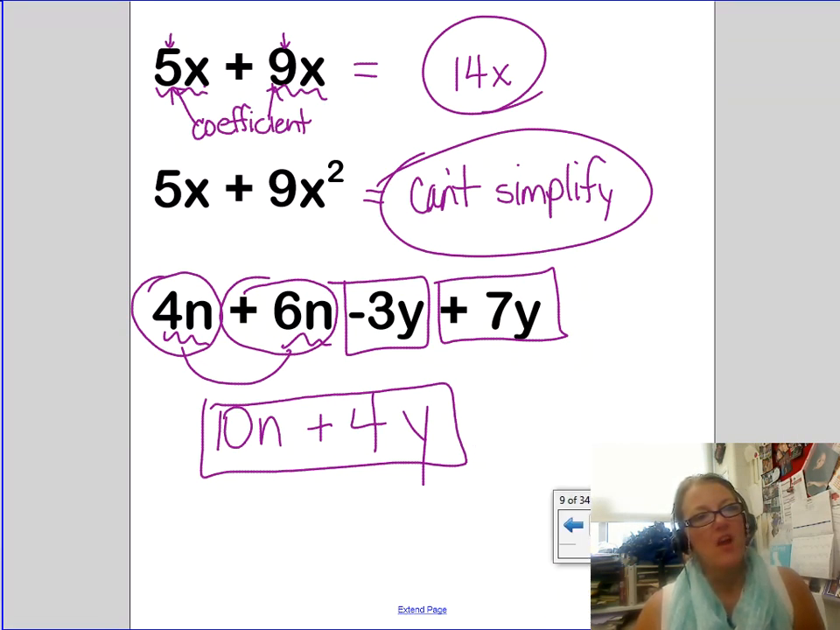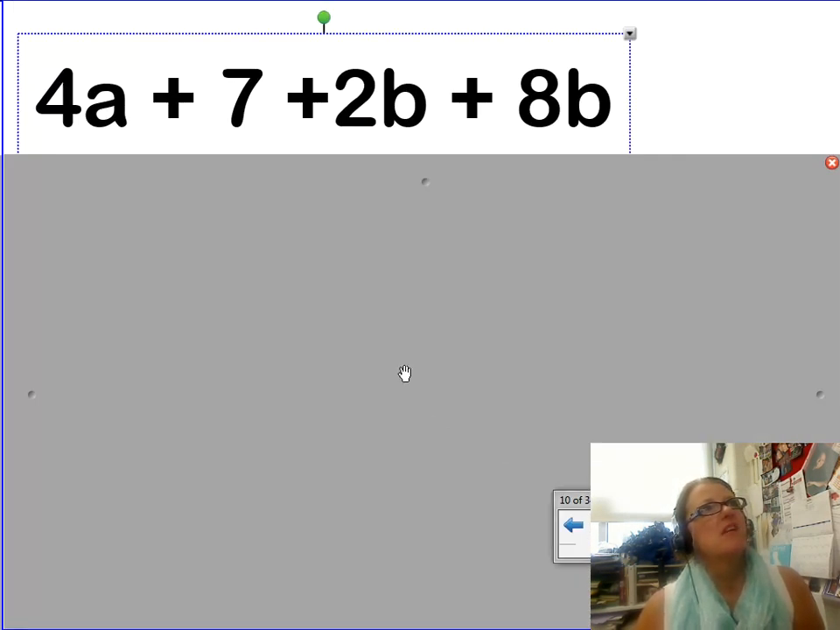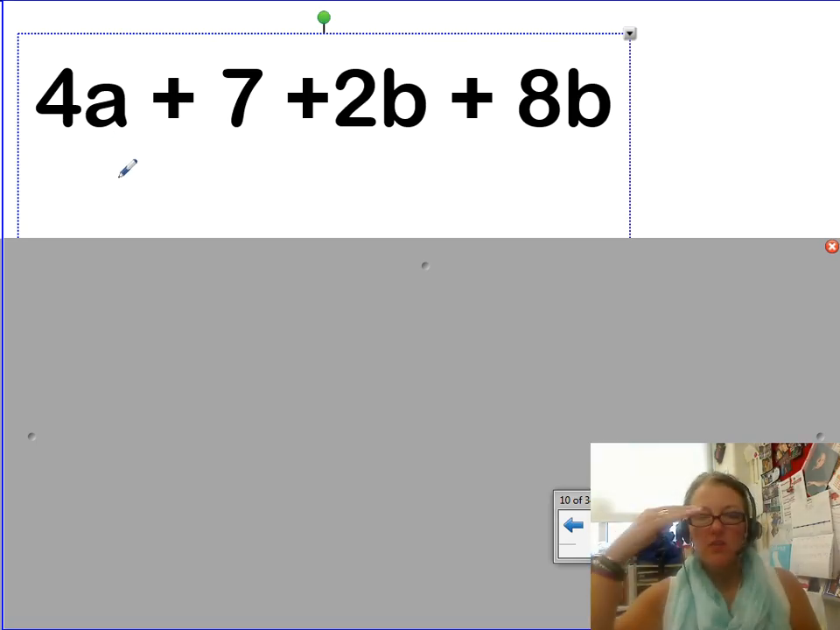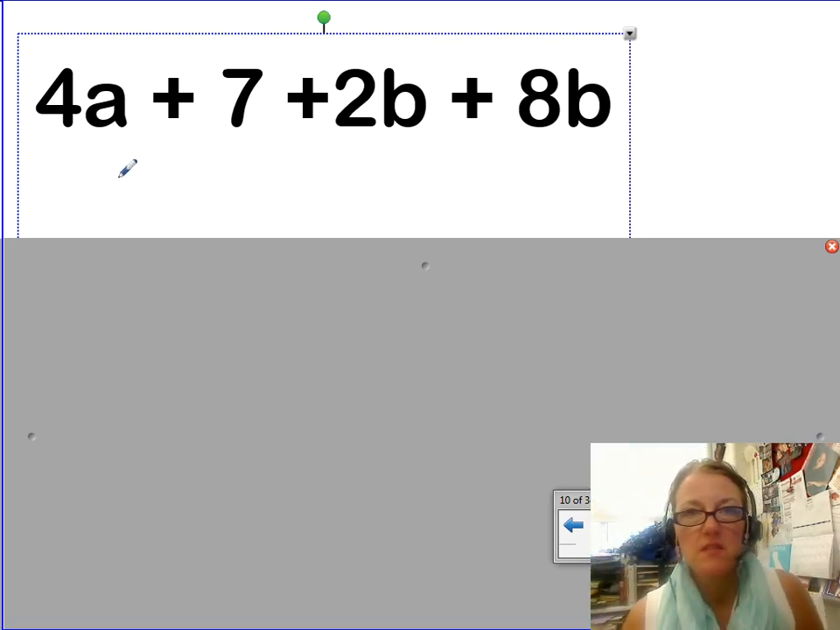Okay. All right, let's keep going. Look at this one. 4a plus 7 plus 2b plus 8b. How lovely. Everything's positive here. So what you do is you get this written down and then you put on your algebra eyes.